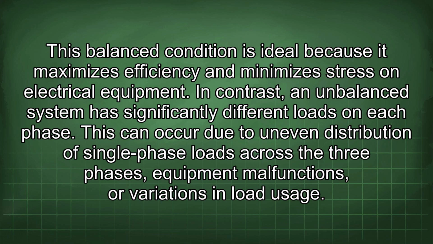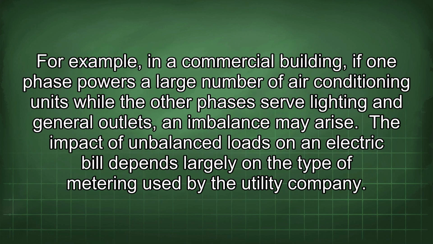In contrast, an unbalanced system has significantly different loads on each phase. This can occur due to an uneven distribution of single-phase loads across the three phases, equipment malfunctions, or variations in load usage. For example, in a commercial building, if one phase powers a large number of air conditioning units while the other phases serve lighting and general outlets, an imbalance may arise.